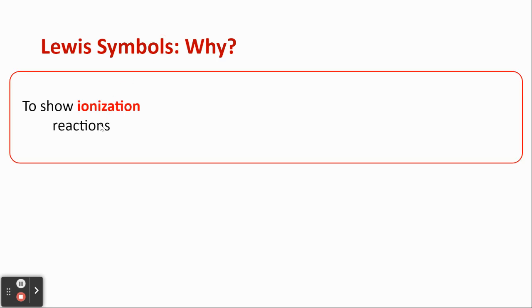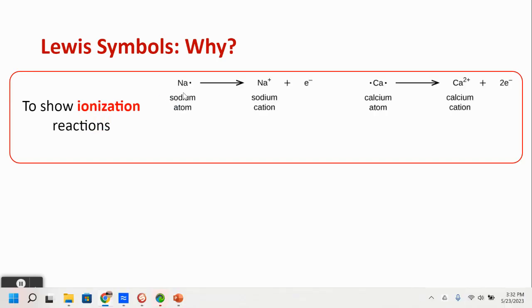So when we look at Lewis symbols, they're going to enable us to show several different things. One of the things we can see is ionization reactions. So if we were to look at sodium, sodium has one valence electron. And when that sodium atom loses an electron to form a sodium positive ion, or a cation, we would lose that one dot.